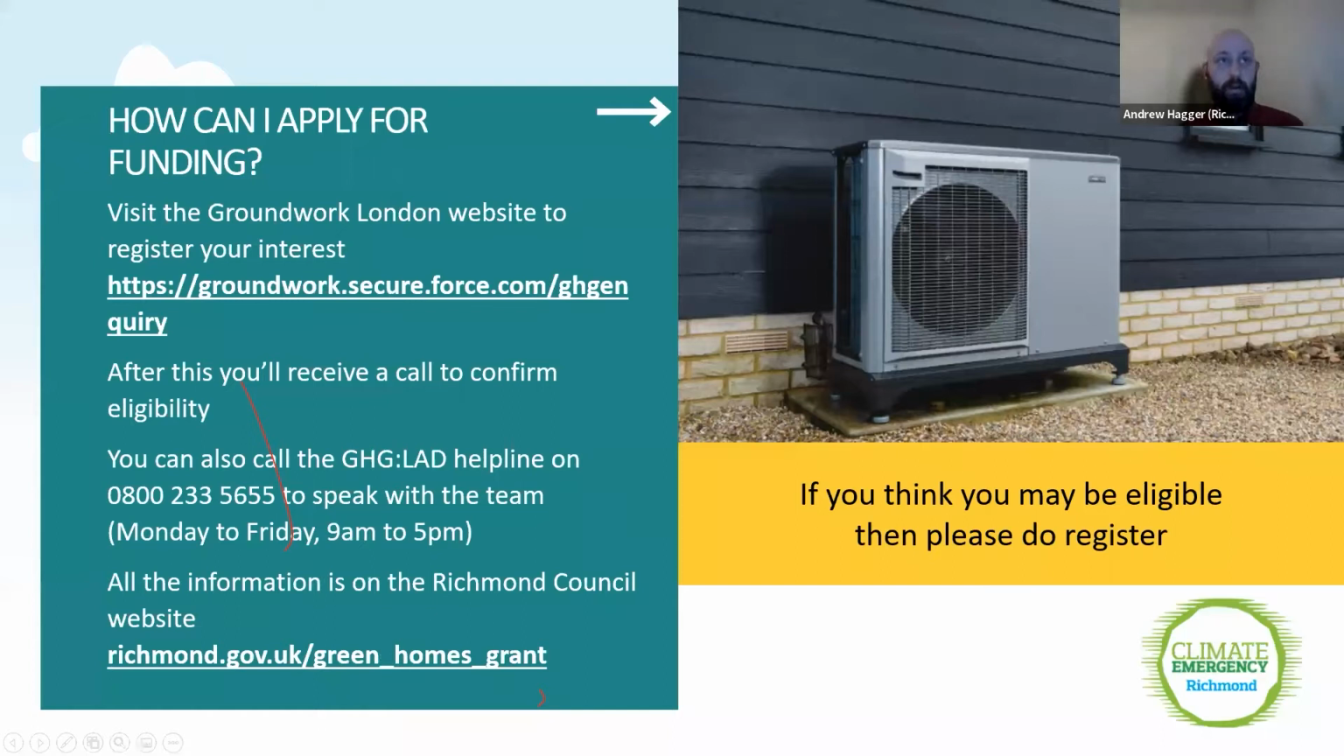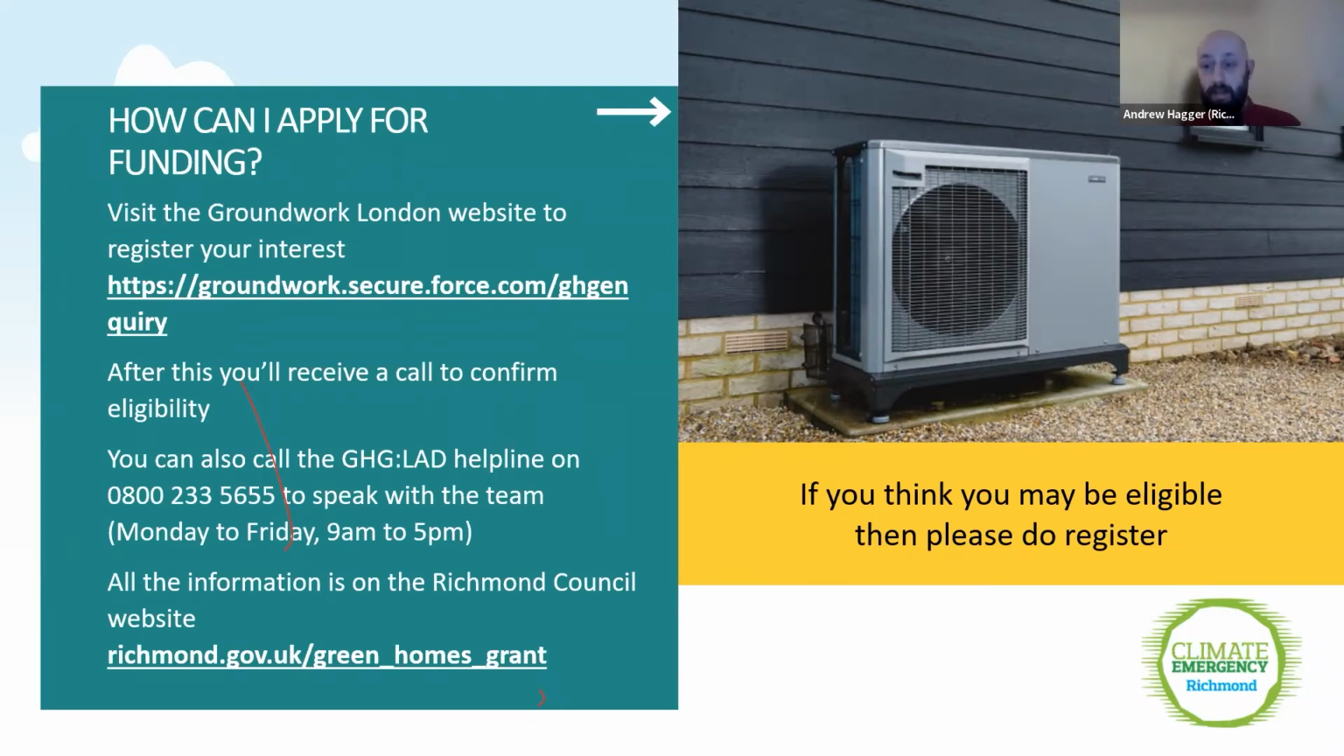So how can you apply for funding? You need to go to the Groundwork London website to register your interest. So for the scheme that's being run, in order to apply, you need to go to Groundwork London, which is a partner organisation we're working with on this scheme, and register there. And after this, you'll receive a call to confirm your eligibility. And you can also call the helpline with the number on screen there, 0800 233 5655, to speak with the team if you've got any queries.